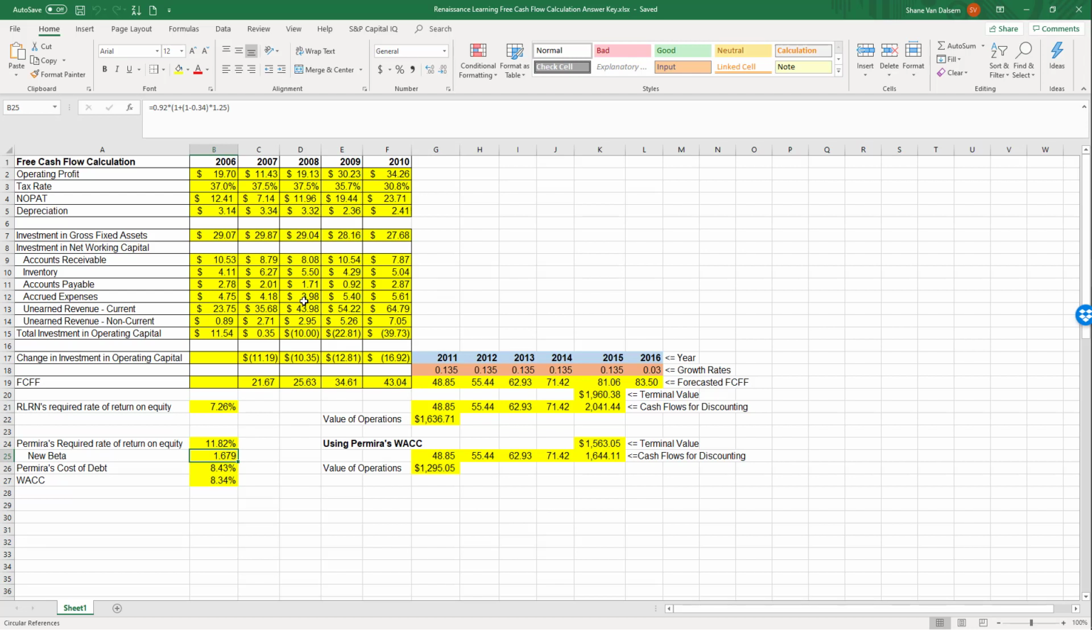recalculate our beta. So we're going to take the 0.92 beta that we have for Renaissance. It's the unlevered beta because Renaissance doesn't have any debt.